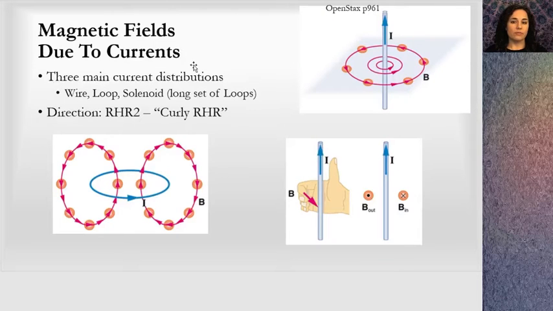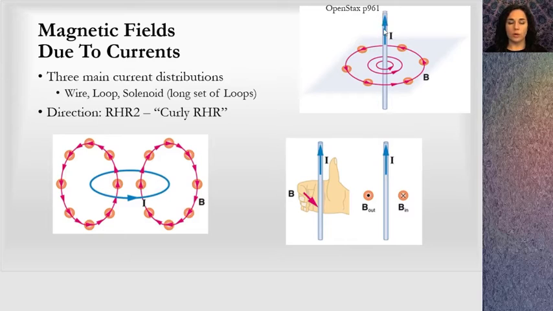So for magnetic fields, there are a couple of main current distributions that we worry about. There's a long straight wire, which you see over on the right here, a loop, which you see down here, and then also a long set of loops, which is called a solenoid, which I'll get to in a little bit. I wanted to highlight on this slide the direction of the magnetic field at important points. So before we get into calculating anything, we're looking at just the direction.